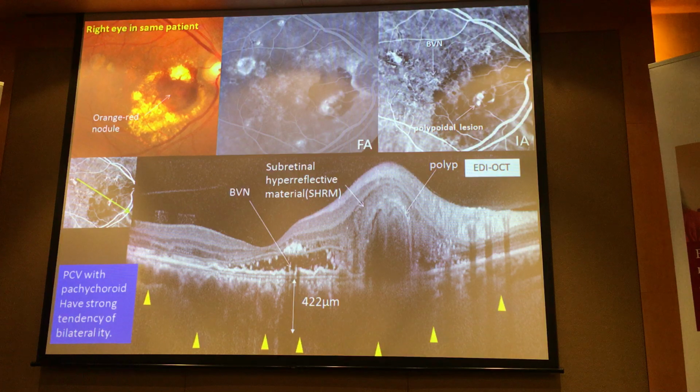And this slide shows the right eye in the same patient. This eye has an exudative nature, typical PCV, and the same very thick choroid. PCV's pachychoroid has a strong tendency of bilaterality.